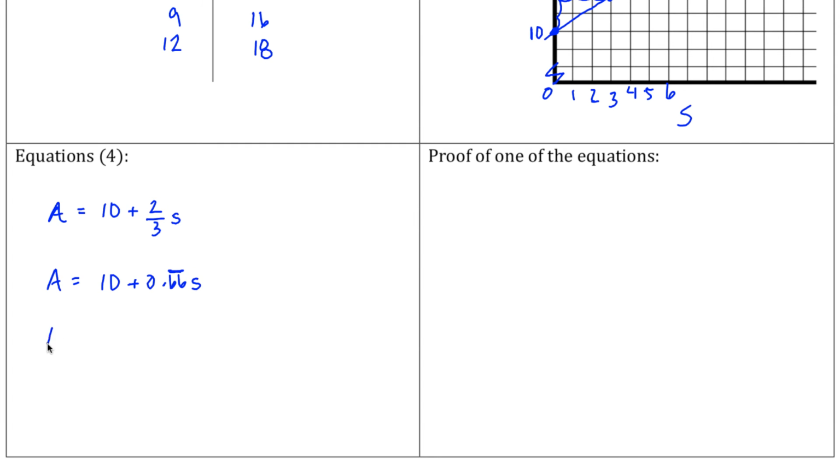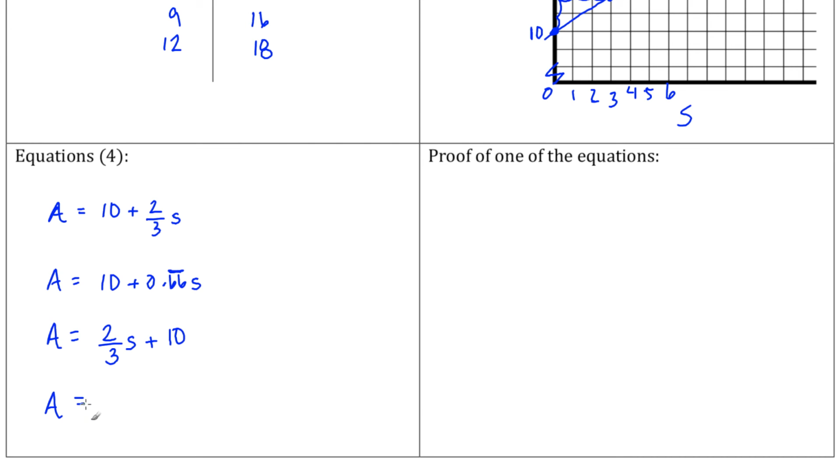We can also say that the altitude is equal to 2/3 of a foot for every second the drone was in the air, plus the initial 10 feet it was already up in the air. I'm going to say that again. We can say that the altitude is equal to 2/3 of a foot for every second the drone was in the air, plus the initial 10 feet it was already up in the air.